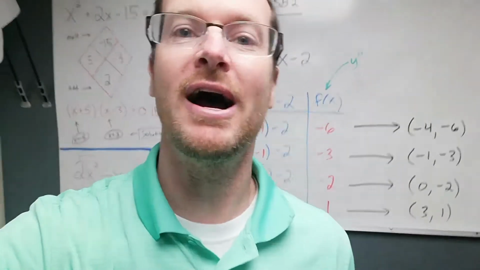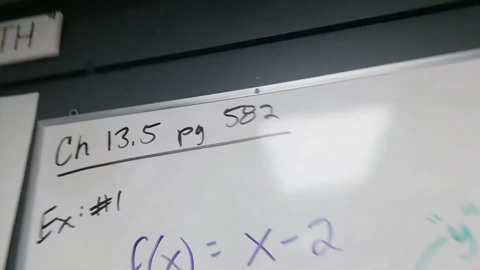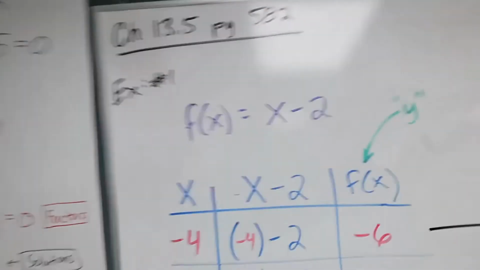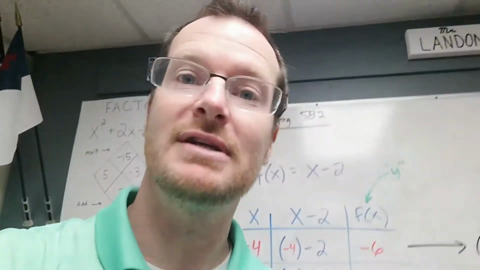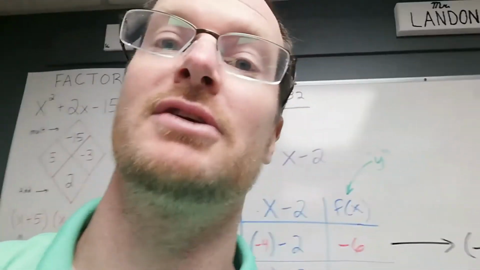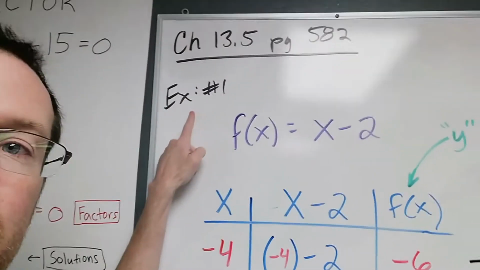Chapter 13.5, and we're on page 582 right there. All right, so what we're going to do is start with functions and ordered pairs and how we're going to graph these, and it's going to be a really fun lesson today. So let's go ahead and get started with example 1 right here.